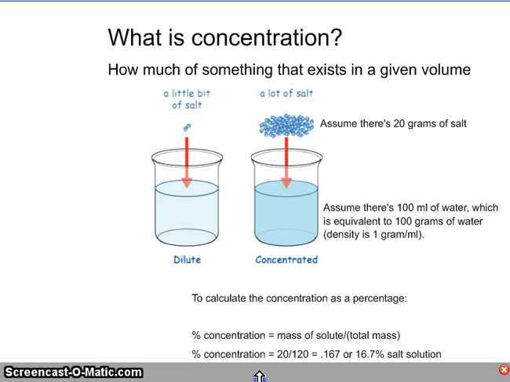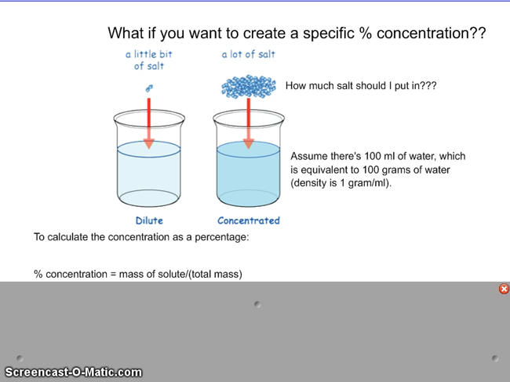And here's an example. If we had 20 grams of salt dissolved into 100 milliliters of water, that's 20 grams of solute divided by a total of 120 grams of total material. That turns out to be 0.167, or by sliding the decimal 2 places over, a 16.7% salt solution. Well, what if you wanted to create a specific percentage concentration, a 5% sugar solution or a 15% salt solution? How would you proceed?